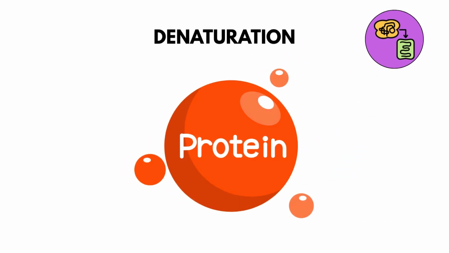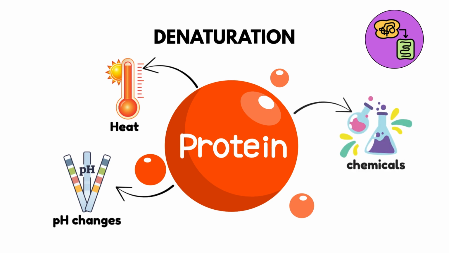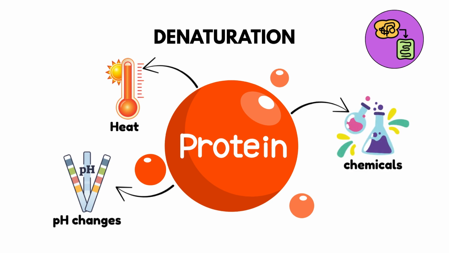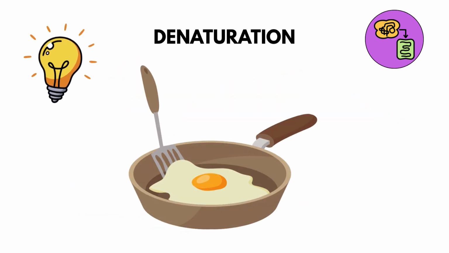Denaturation. Proteins only work if their shape is intact. Heat, pH changes, or chemicals can unravel them, destroying function. Think of cooking an egg. Once it's denatured, it doesn't go back. The MCAT may test how changes in environment affect protein activity.